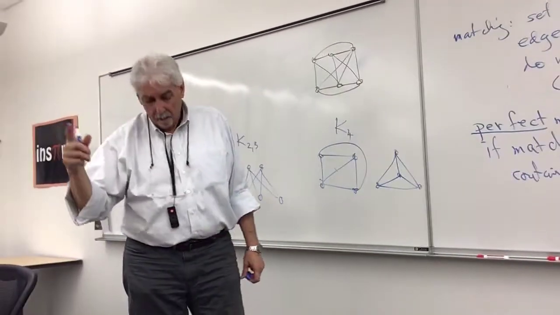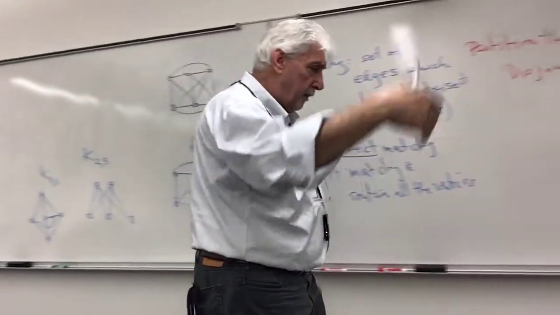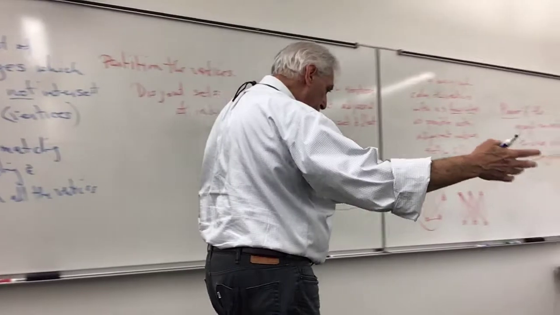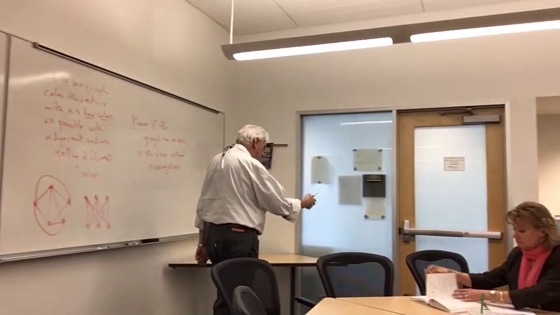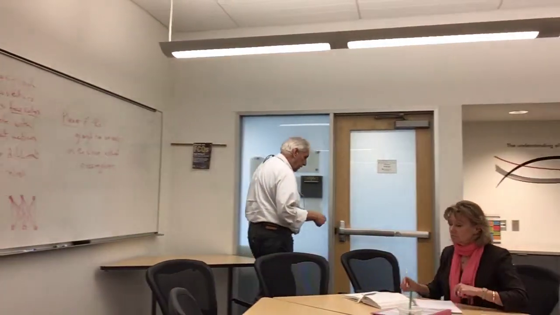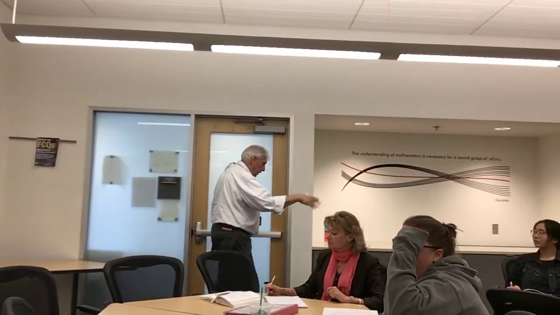So the first thing, can you give me a criteria? I'm going to give you a graph, G. Can you give me some criteria that automatically tells me there's no perfect matching? You don't even need to know what the graph is.